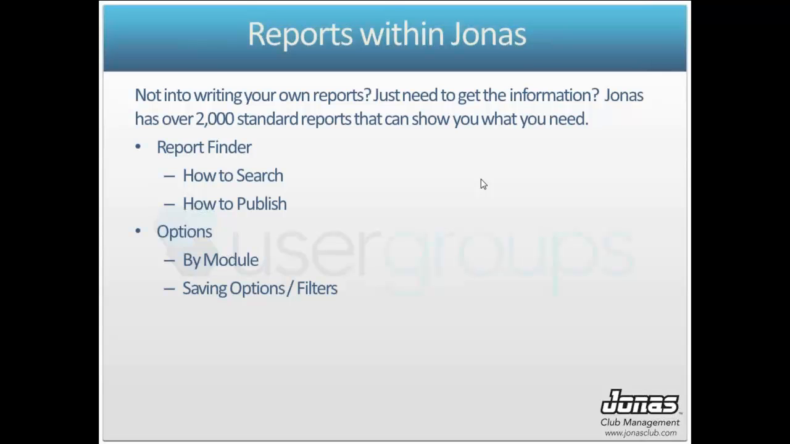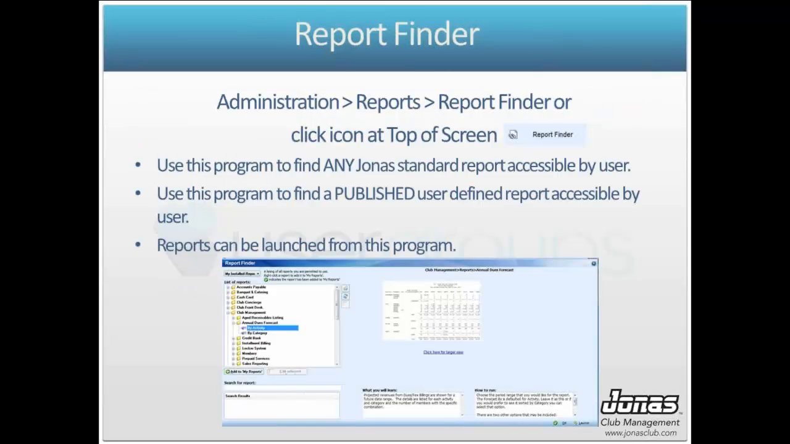As a default at this point, Jonas has over 2,000 standard reports that can show you exactly the information that you need. What I'm going to start with is the report finder to show you how to go in and search and publish reports, and how you can view the different reporting that's available not only by module, but also the ability to save the options and the filters for those different reports.